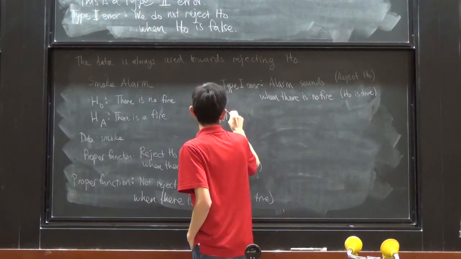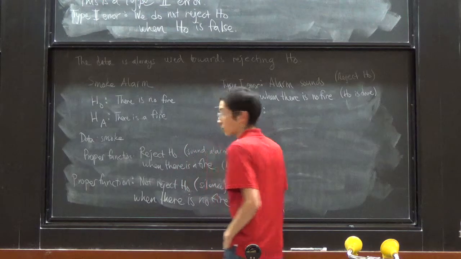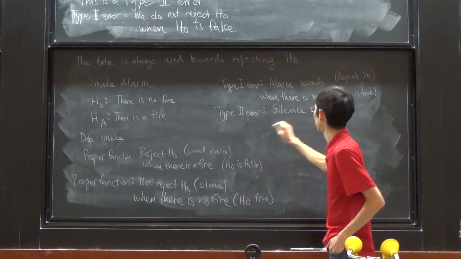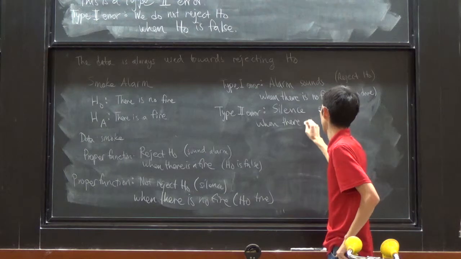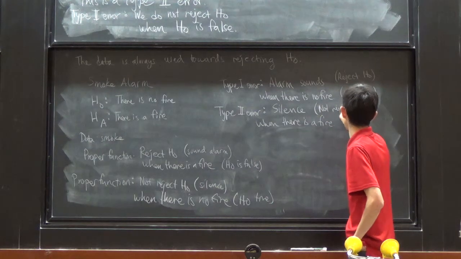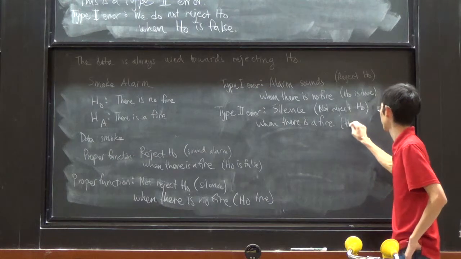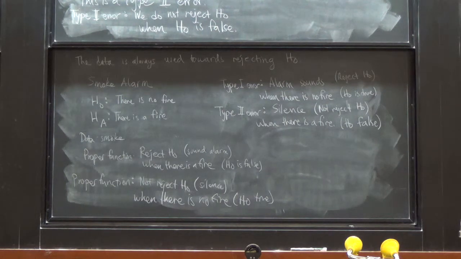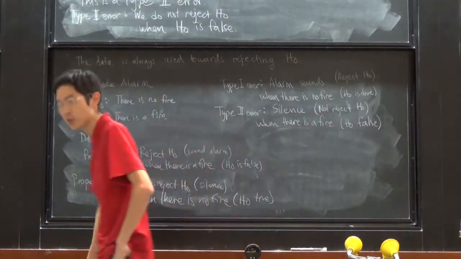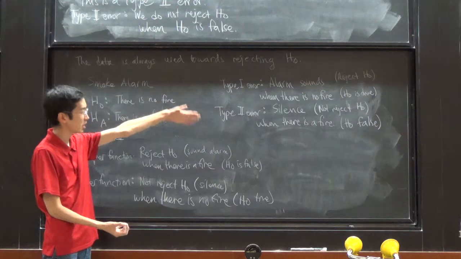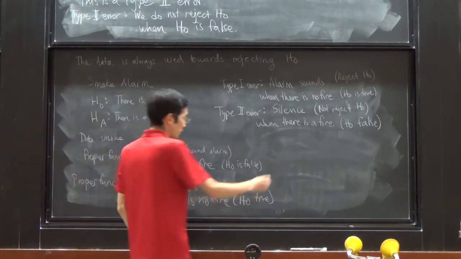Type 2 error, on the other hand, would be what? Type 2 error would be silence when there is a fire. Okay, silence would be not rejecting when the null is false. Is that all right? So between these two errors, which error is worse? Type 2 error is worse, right? Type 1 error is annoying, but type 2 error could be tragic. So type 2 error is worse.